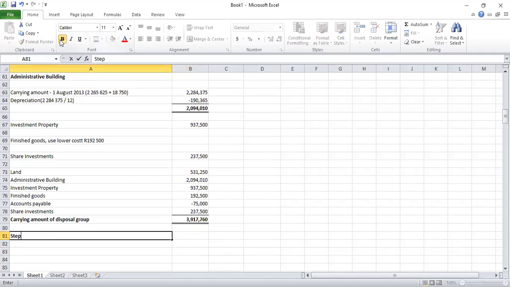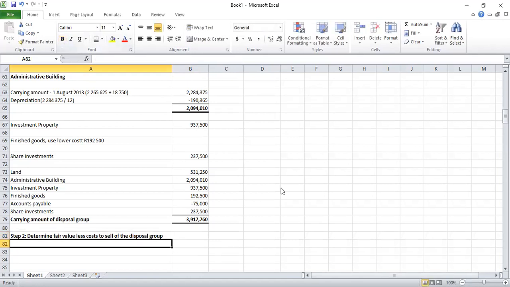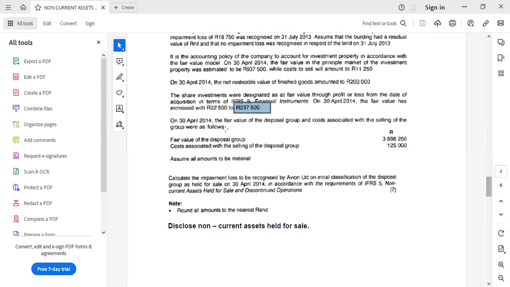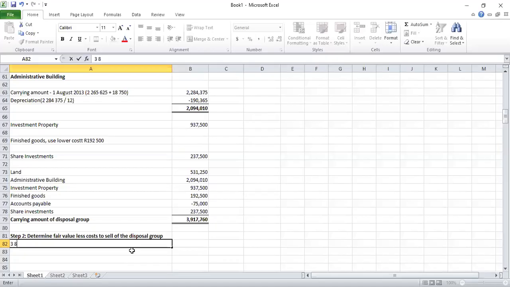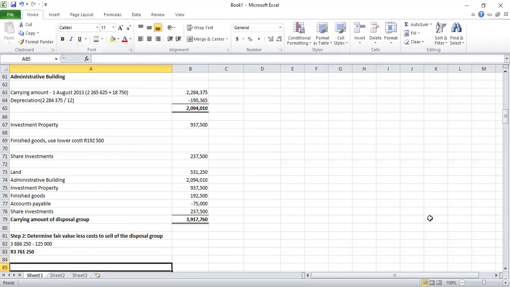Then step 2, determine fair value less cost to sell of the disposal group. We are told that the fair value of the disposal group was 3,886,250 and the cost to sell were 125,000. So we subtract the two amounts: 3,886,250 minus 125,000. What do we get? 3,761,250. Right, so that would be step 2.